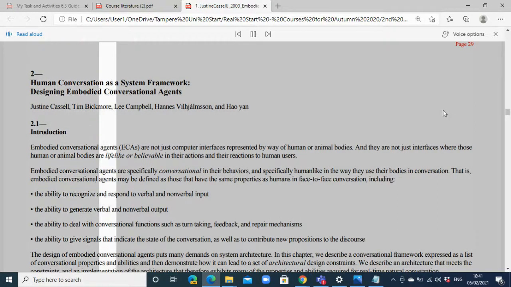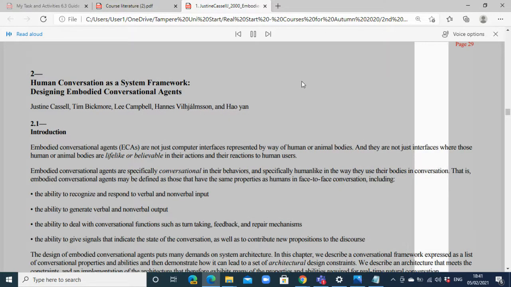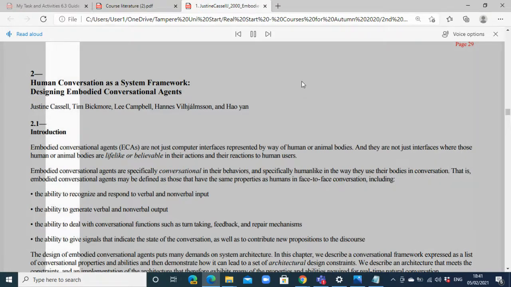Embodied conversational agents are specifically conversational in their behaviors, and specifically human-like in the way they use their bodies in conversation. We describe an architecture that meets the constraints, and an implementation of the architecture that therefore exhibits many of the properties and abilities required for real-time natural conversation.